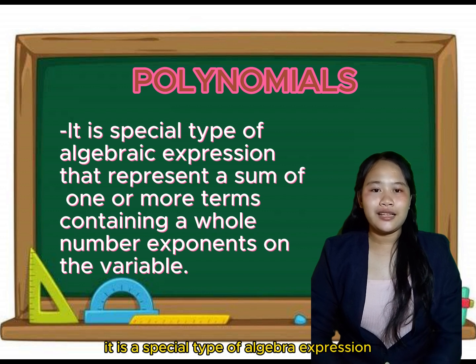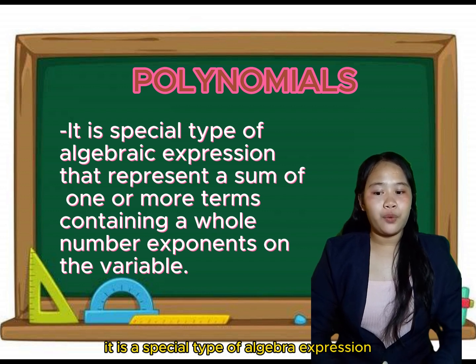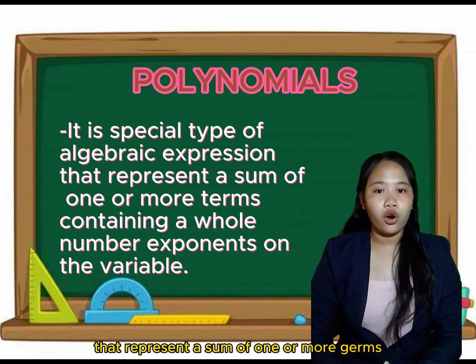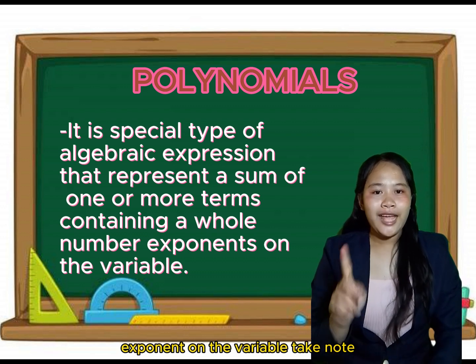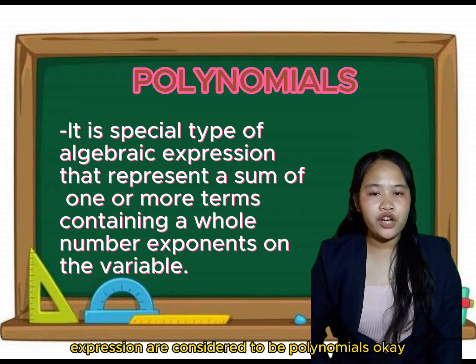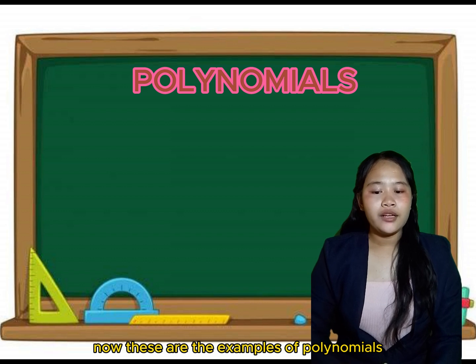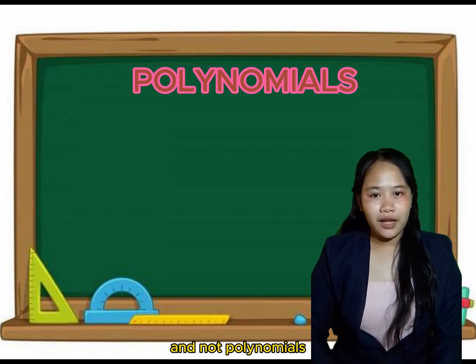A polynomial is a special type of algebraic expression that represents a sum of one or more terms containing a whole number exponent on a variable. Take note that not all algebraic expressions are considered to be polynomials. Okay? Now, these are examples of polynomials and not polynomials.